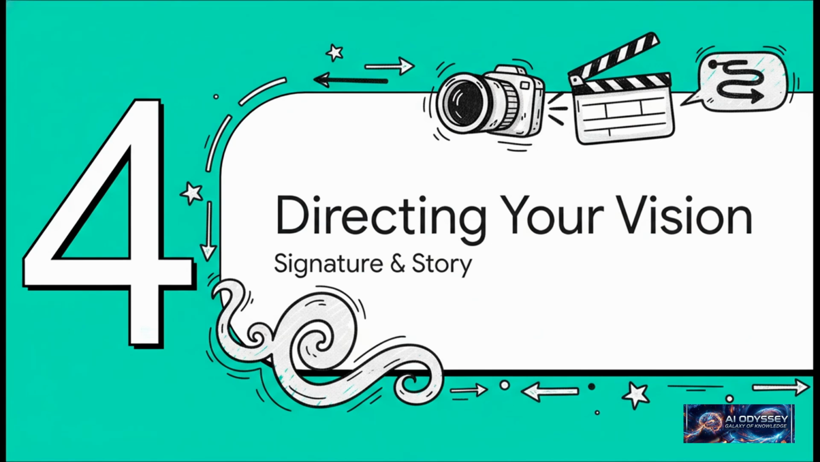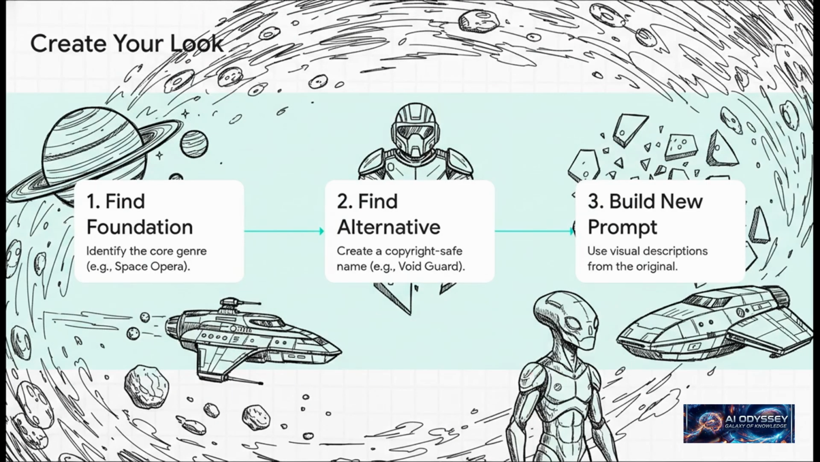Look, if you just prompt Star Wars, you're going to get the same look as everybody else, not to mention some potential copyright headaches down the road. Skill 5 is all about creating an original style. First, find the genre foundation. So instead of Star Wars, think space opera.